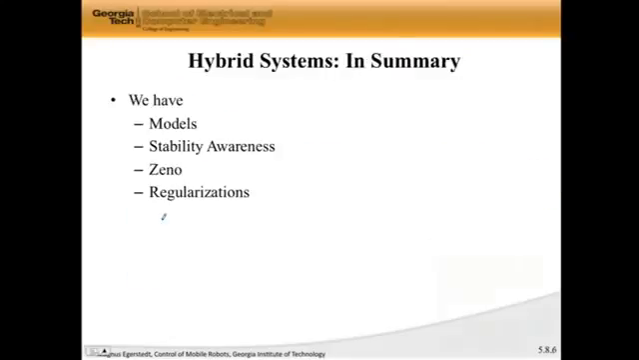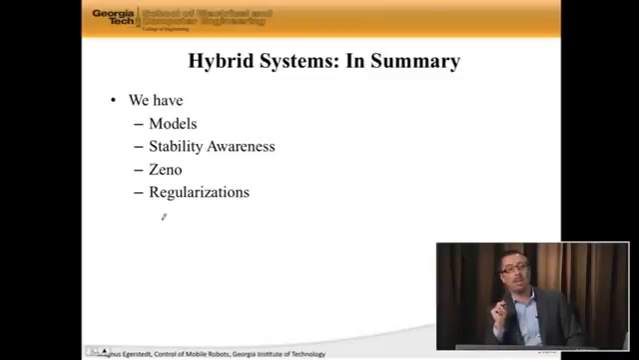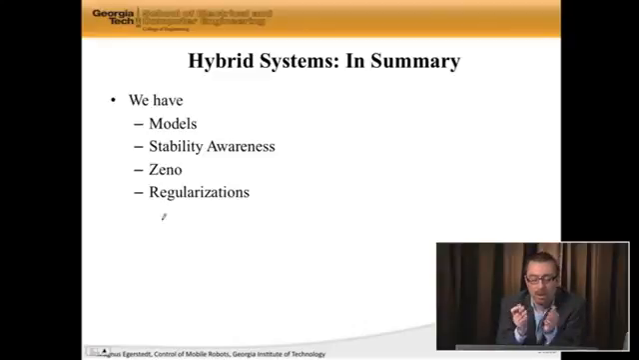Having said that, this actually brings me to the summary of this entire module on hybrid systems. So what do we have? We have models. We have very rich models, which are these hybrid automata models. We have something that we call stability awareness here. We're aware of the fact that just because the sub-modules or the sub-modes are stable themselves doesn't mean that the hybrid system is stable, and we need to be aware of it, test for it. We also have seen Zeno as another awkward phenomenon that can occur when you go hybrid.